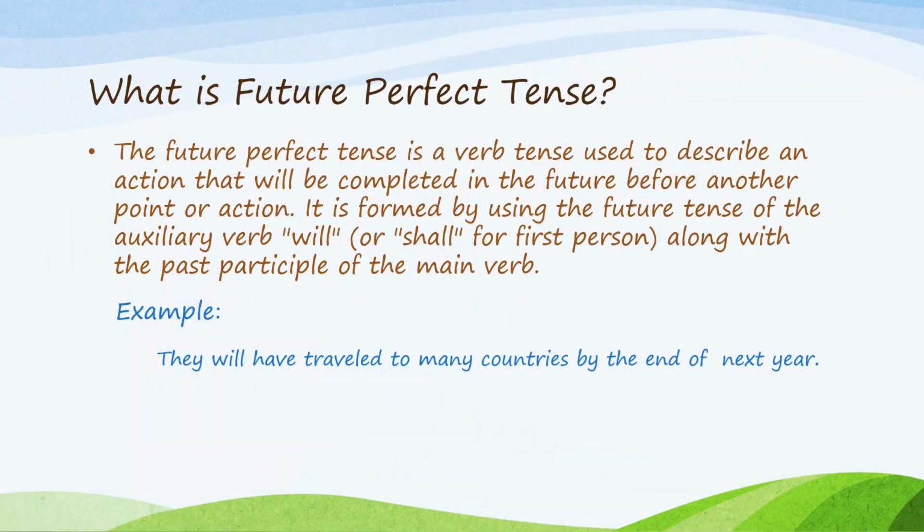At first, we have what the future perfect tense is. So simply, the future perfect tense is a verb tense used to describe an action that will be completed in the future before another point or action. This is the key to remember: the action that is to be completed in the future will be completed before another point or action. So it's going to be a certain point that we're going to talk about.